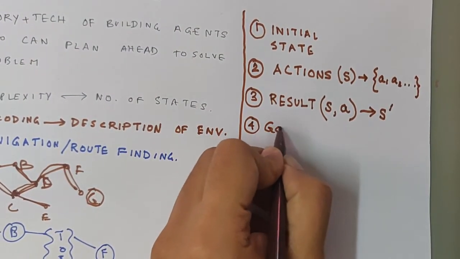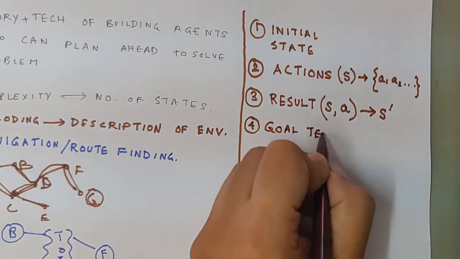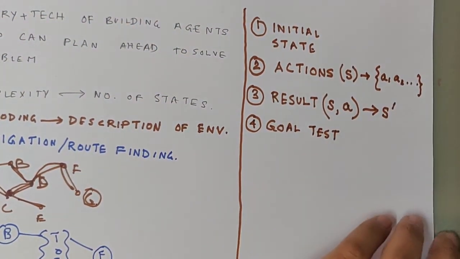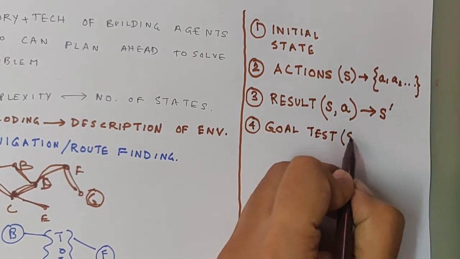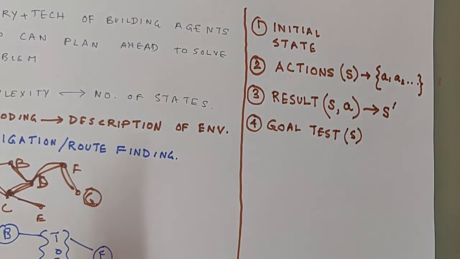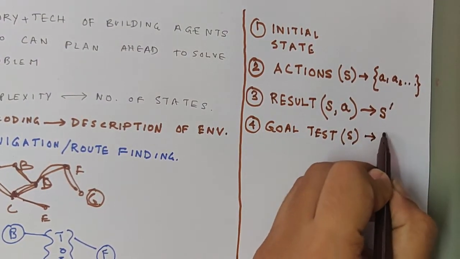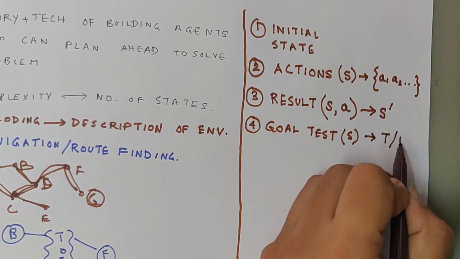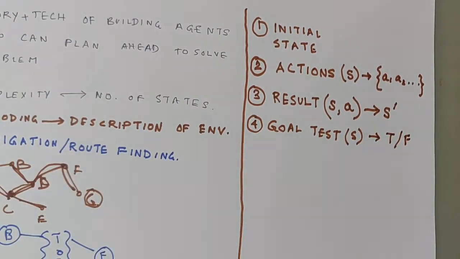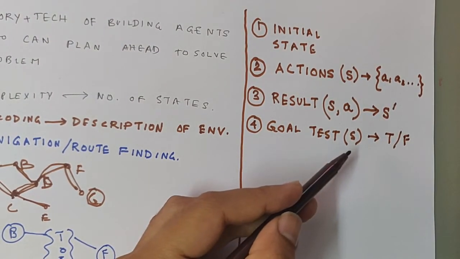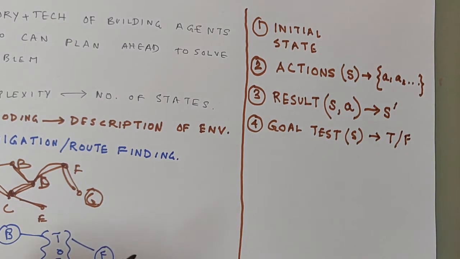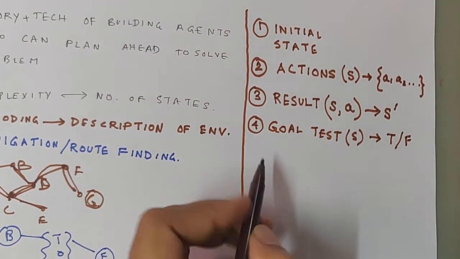Now, goal test. Goal test again takes as argument a state S and tells me whether it is the desired goal or not, true or false. If it returns true, it means that state S is the goal state. If it returns false, then we will say that the state S is not a goal state.